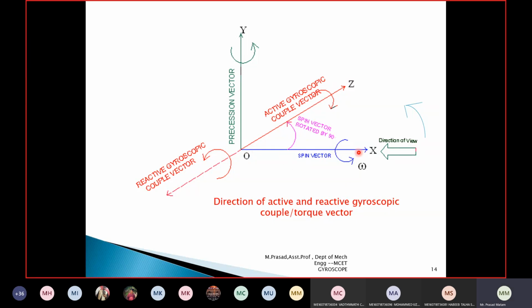So this blue line represents the direction of my spin. This green line represents the spin vector. This red line represents my couple vector. This is my direction of view. I am seeing from this end. Okay. Is this clockwise or anti-clockwise motion?